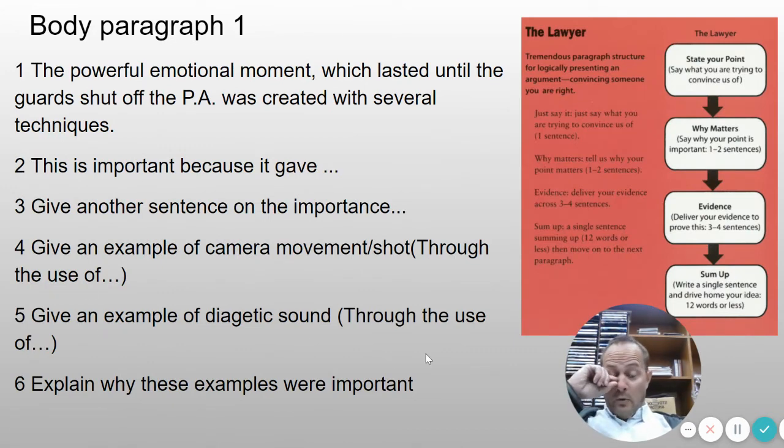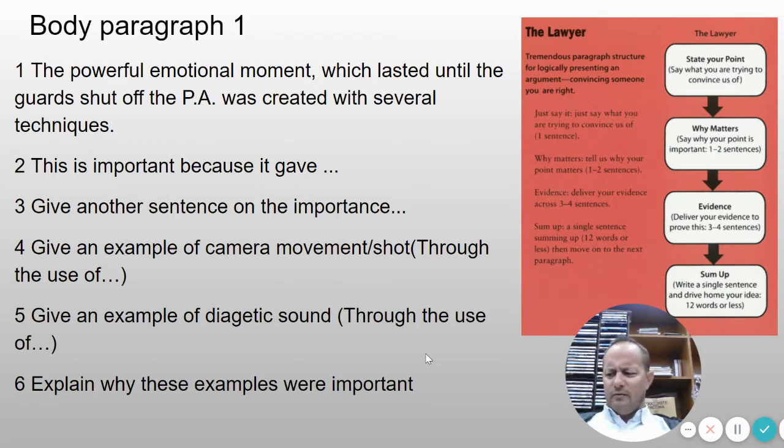So we're going to have a go at writing our body paragraph, and instead of laying it all out, I've got a bit of a structure for you. On the right hand side is one of our paragraph structures that we look at, the lawyer, and that gives us a bit of a framework, but we've adapted that slightly to fit with our question and our text. State your point, why it matters, deliver some evidence, and sum up.